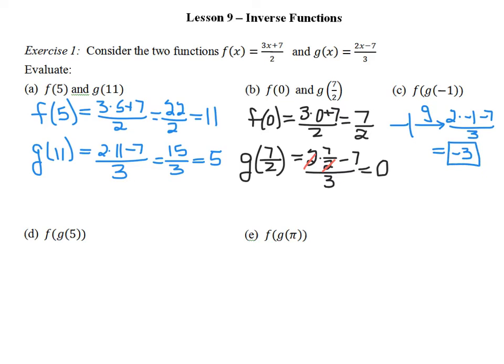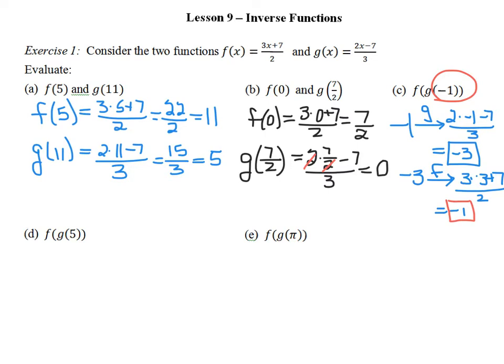Now we're going to take that output from our g function, -3, and we're going to replace the x in the f function with -3. (3 times -3 plus 7) divided by 2. -9 plus 7 is -2. -2 divided by 2 gives me an answer of -1. But that's exactly the same x value as I started with. That was my original input. f and g are inverse functions. So when I use both functions on that input of -1, I end up getting back to the -1.